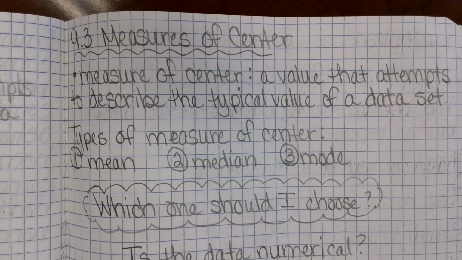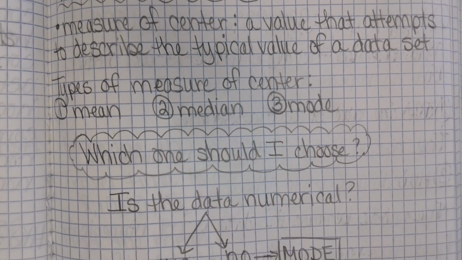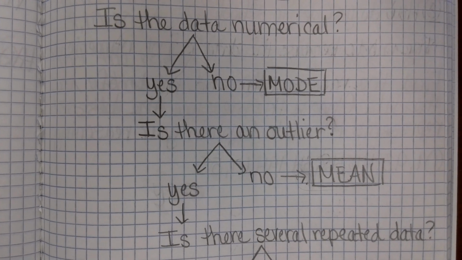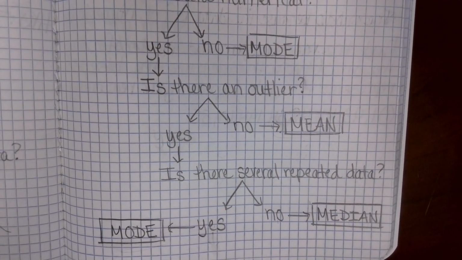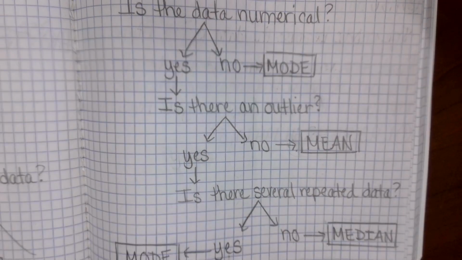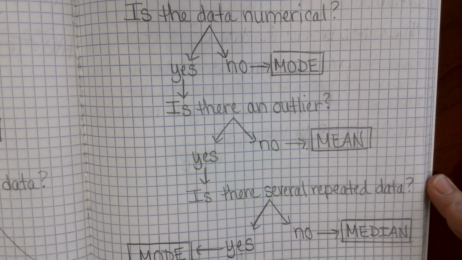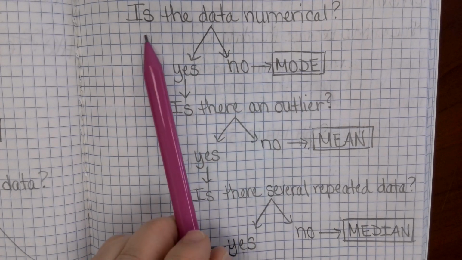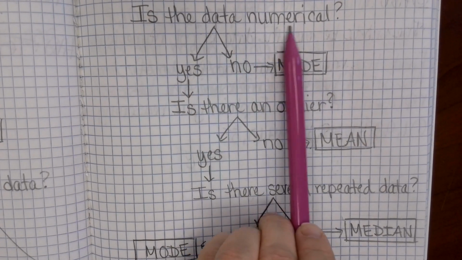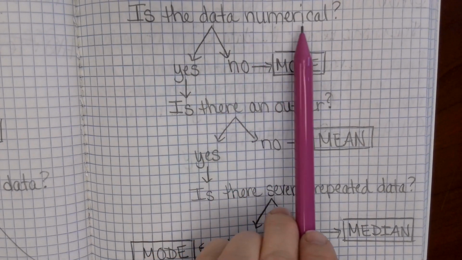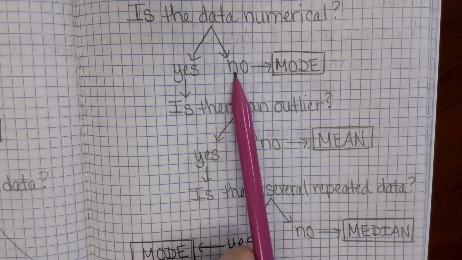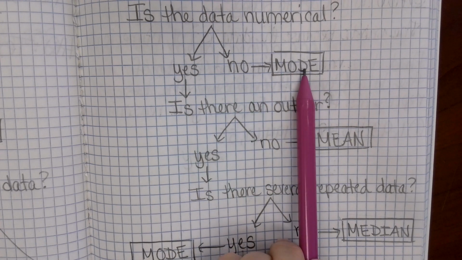So how do you choose which one to use when you're looking at a set of data? I've created this flow chart. Now, a flow chart is a series of questions that you ask yourself, and based on that answer, will let you know if you move on to the next or you end. So the first question you have to ask yourself is: is the data numerical? If the data is not numerical, the best measure of center is mode.